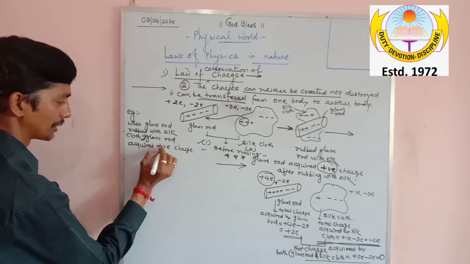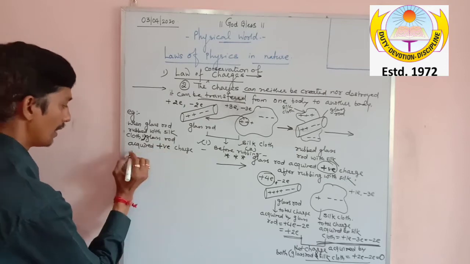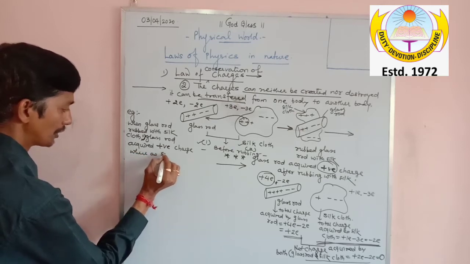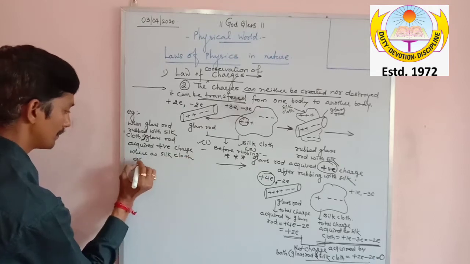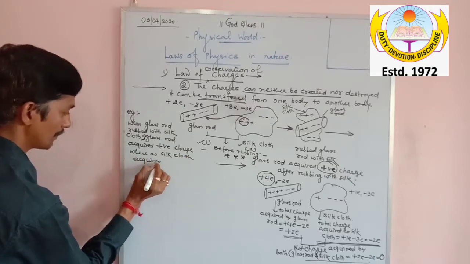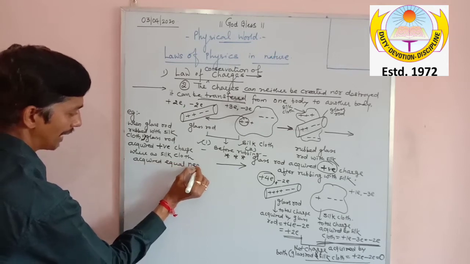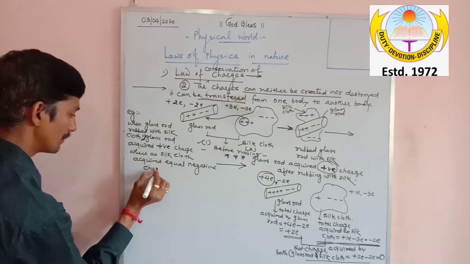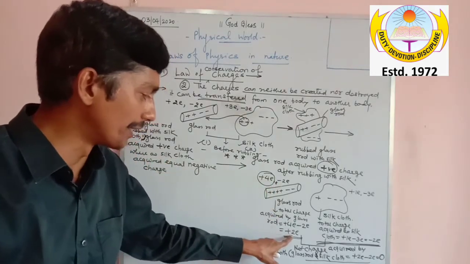Positive, I am writing this plus, positive charge, whereas silk cloth acquired equal negative charge. You can see here how much glass rod acquired positive charge.